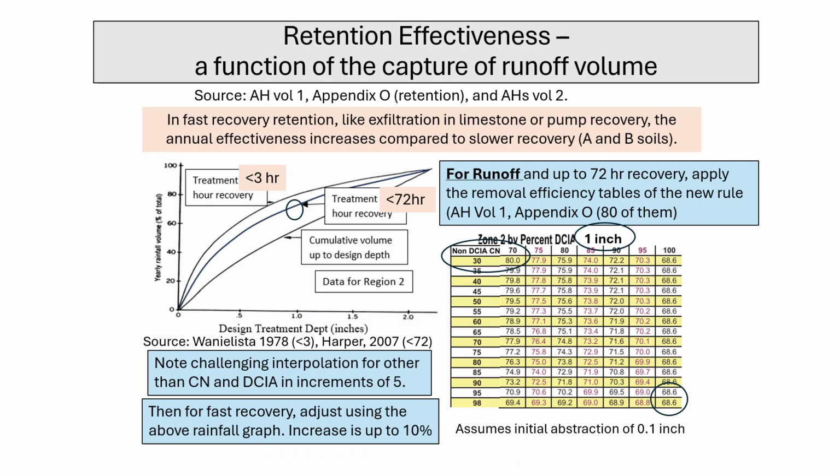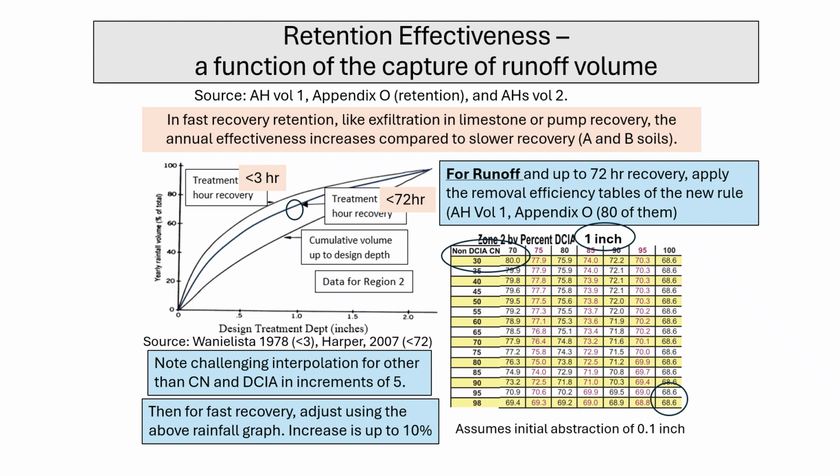For typical runoff conditions and recovery times up to 72 hours, you would apply the removal efficiency tables found in the new rule, specifically Applicant's Handbook Volume 1, Appendix O. These tables were developed with the understanding that the treatment volume would be fully infiltrated or utilized within the retention device within 72 hours following a storm event.